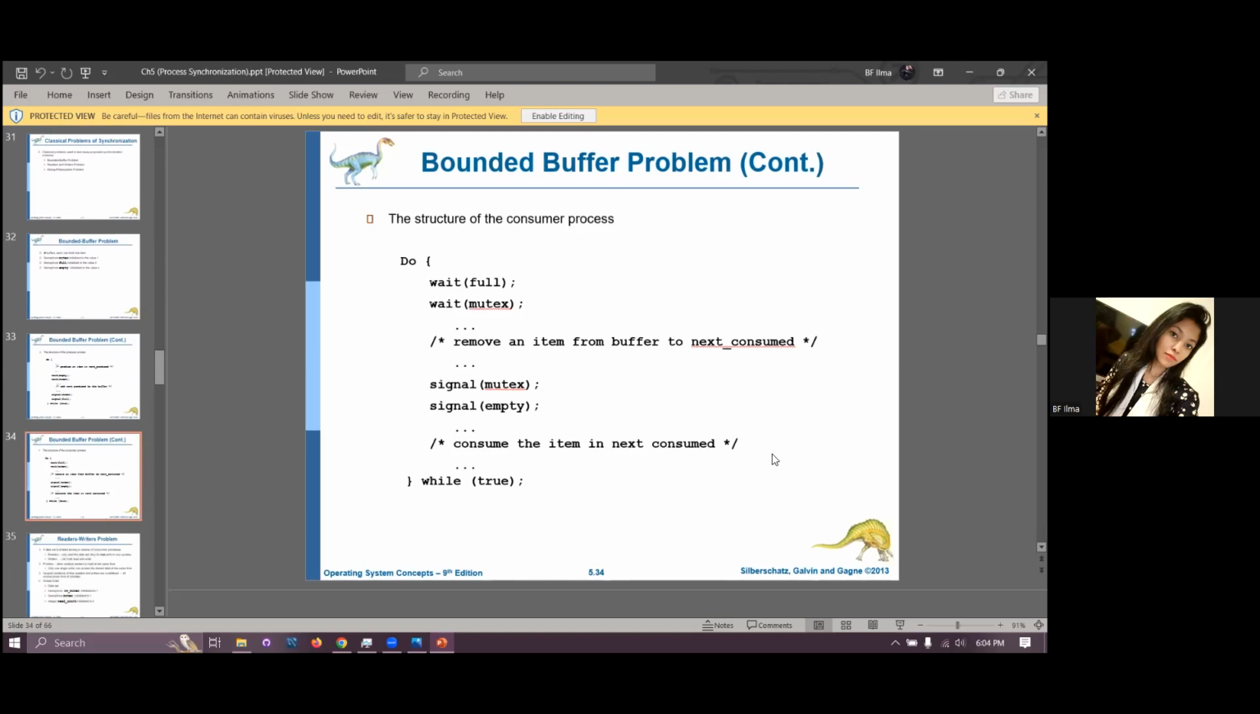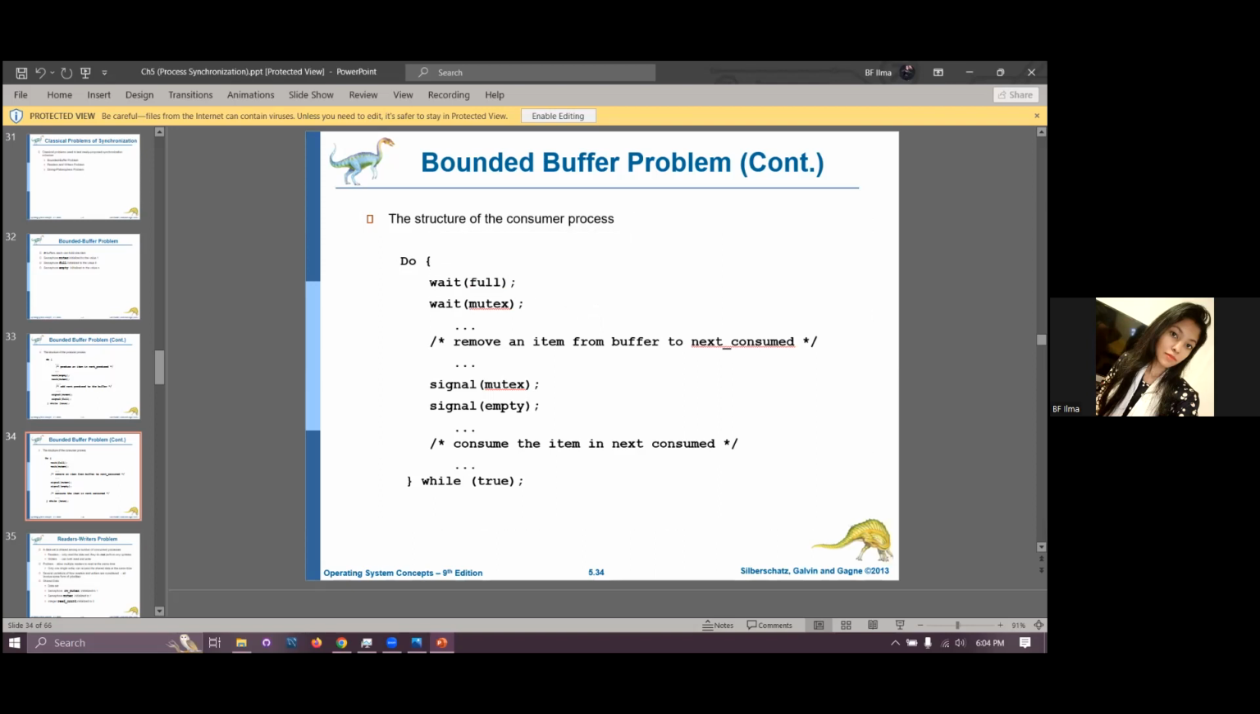When we consider the consumer process, it's also similar. Initially, it waits on full. If the full count is 0, that means there are no resources in the buffers. All the buffers are empty, which means a consumer technically cannot proceed because it needs to consume resources. So it waits until at least one full buffer is there. So it waits on full.